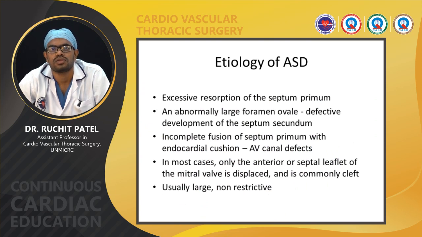Etiologically, ostium secundum ASD may be due to excessive resorption of the septum primum or due to defective development of the septum secundum. This leads to formation of a large foramen ovale that is unlikely to close after birth. In cases of AV canal defect, there is incomplete fusion of the septum primum with the endocardial cushion, which leads to ostium primum ASD. Usually the anterior septal leaflet of the mitral valve is displaced, and commonly there is a cleft in the mitral valve. These ostium primum ASDs are usually large and non-restrictive.